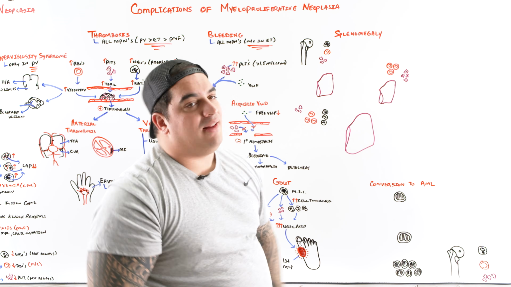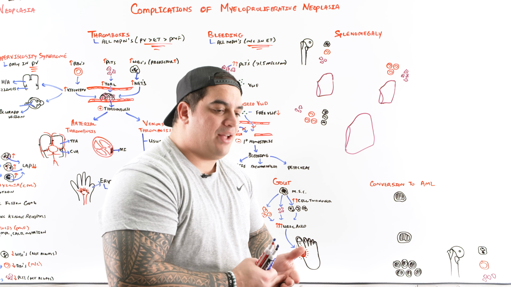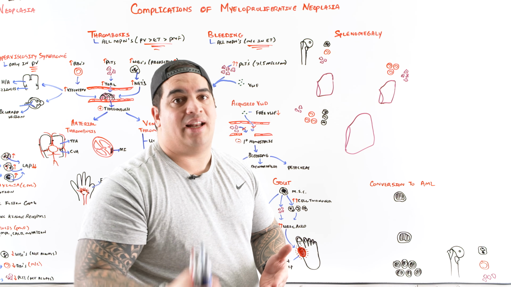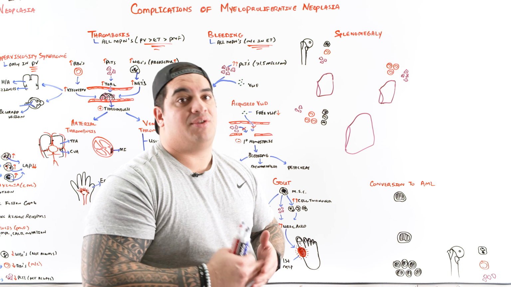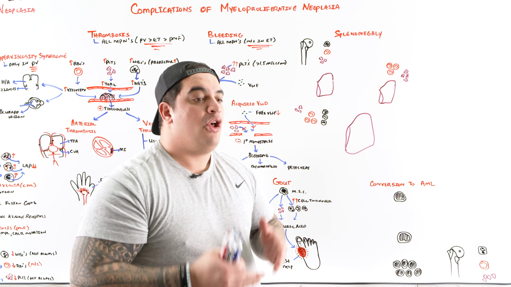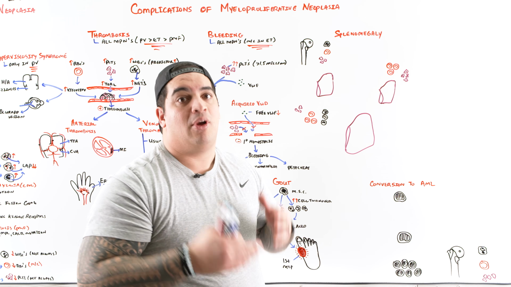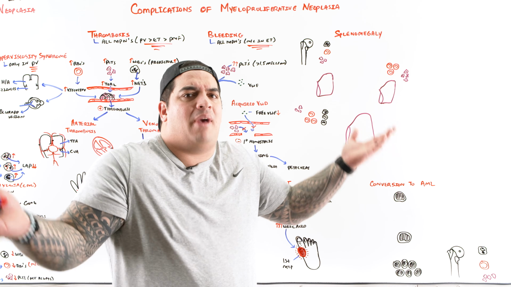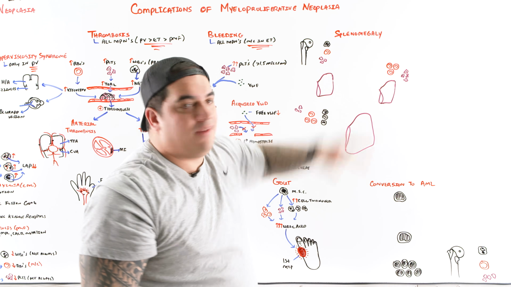Splenomegaly is an interesting one. So we've kind of hit erythromelalgia. You see it heavily in essential thrombocythemia. Bleeding, you see it more heavily in essential thrombocythemia. Thrombosis and hyperviscosity syndrome, more so in polycythemia vera. What about PMF? Does it get no love? Well, the spleen does love them.